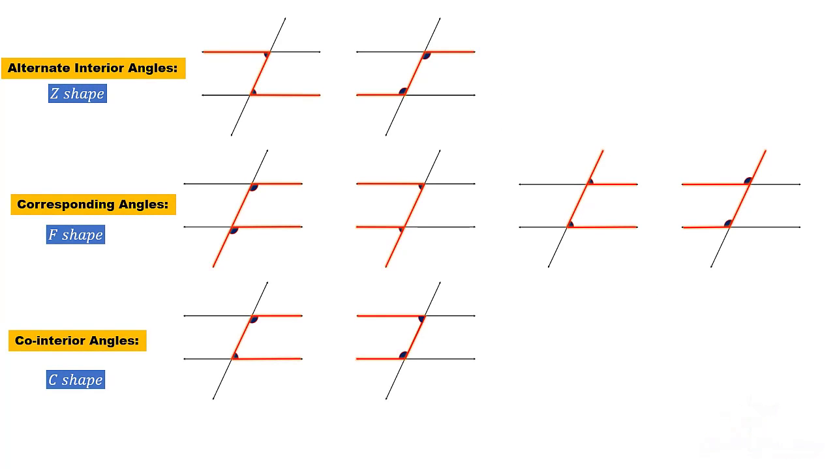So ultimately, look at this diagram. These are the alternate interior angles, Z shape, all these things, corresponding angles, F shape, these diagrams, and co-interior angles are C shape, this way.